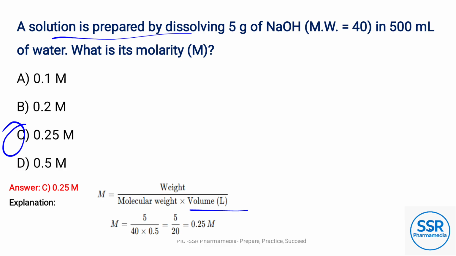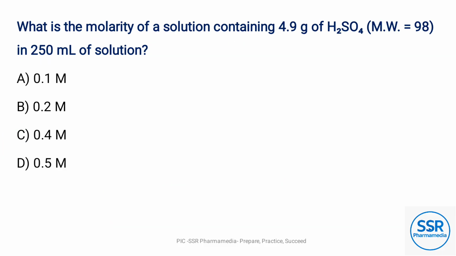Here 5 gram of sodium hydroxide is dissolved in 500 ml of water, so that means the volume you have to put in liters. 500 ml is equal to 0.5 liter. So substitute in this formula, you will get 0.25 molarity.